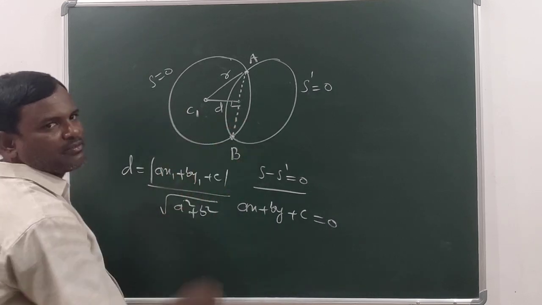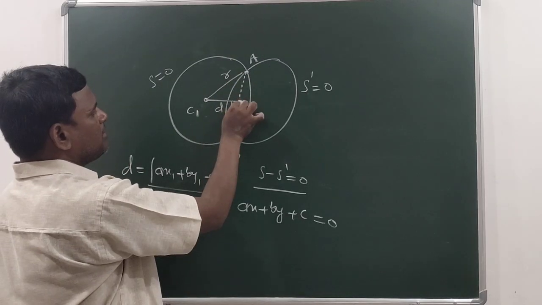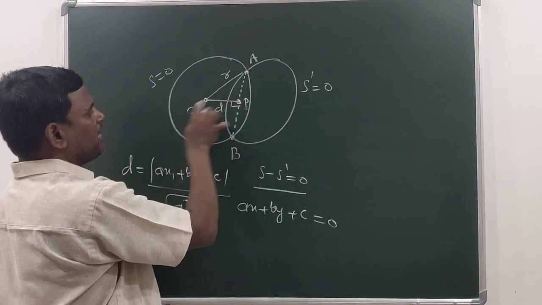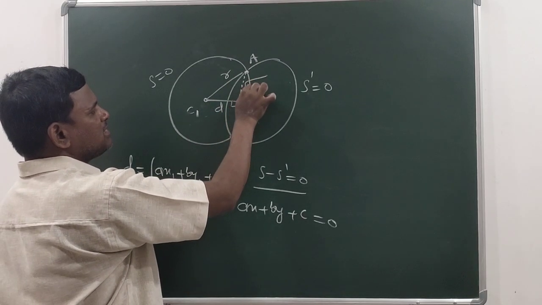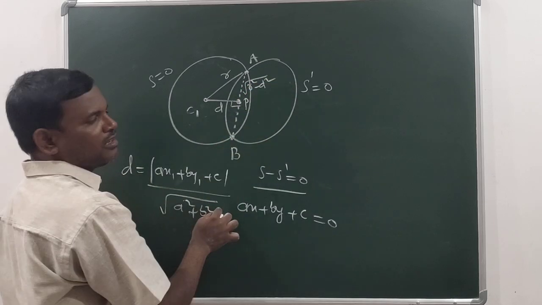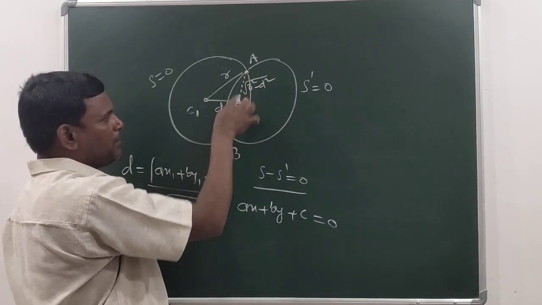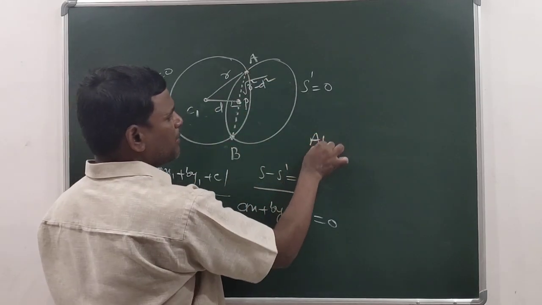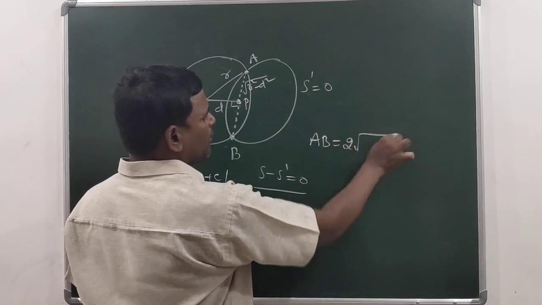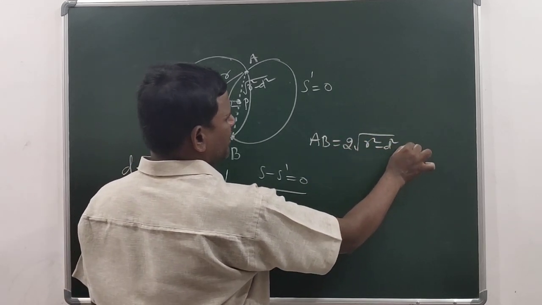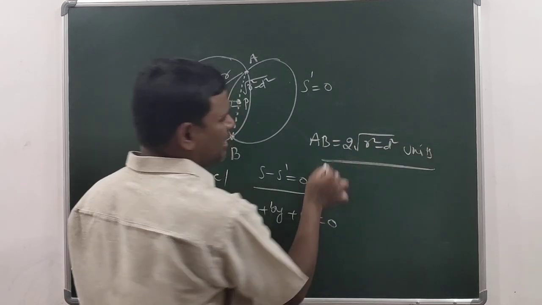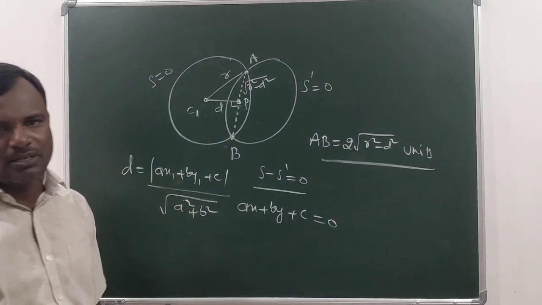You will get D. Now apply the Pythagoras theorem for this APB triangle. So you will get AP equal to root of r square minus d square. AP length you got. AP equal to PB, no? Hence AB will be 2 into root of r square minus d square units. This procedure you learnt in the circles chapter.